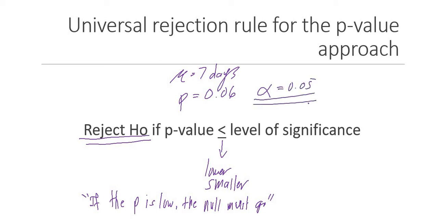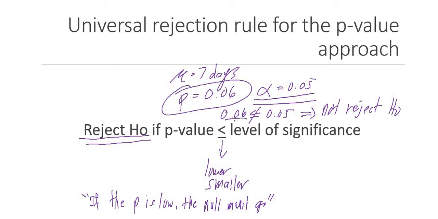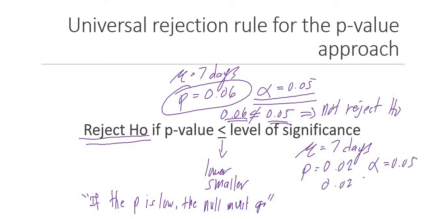Oh, and by the way, alpha is usually given or is usually set in problems. So, comparing here, we can see that 0.06 is actually not lower or smaller than 0.05. Therefore, we will not reject H0 because the computed p-value is not actually smaller than the level of significance. However, let's say we have the null hypothesis is 7 days, but the p-value computed is 0.02 and the alpha that was set is 0.05. Since 0.02 is smaller than 0.05, then the decision here is we have to reject H0, and therefore we are forced to conclude the alternative hypothesis.